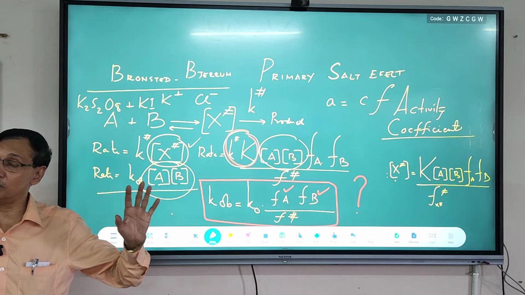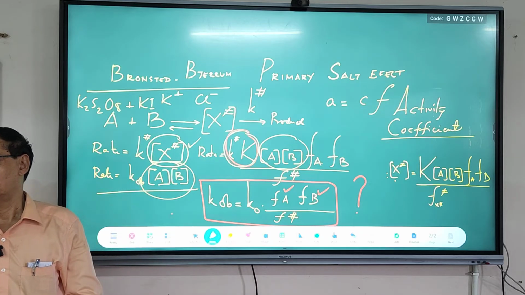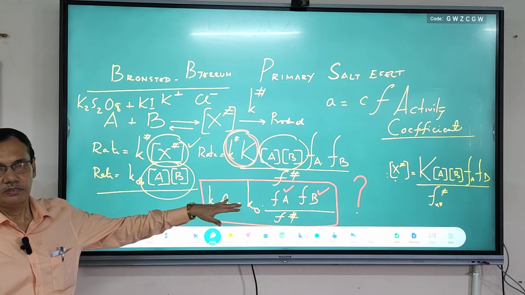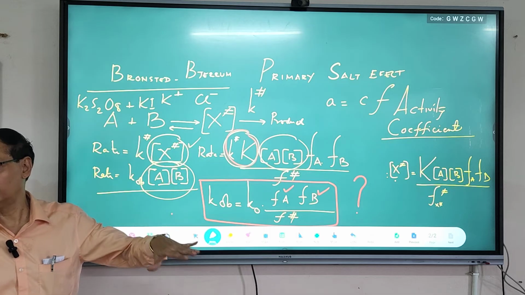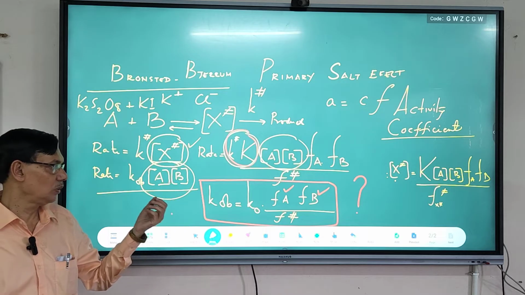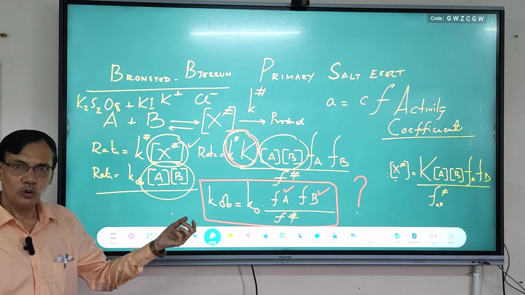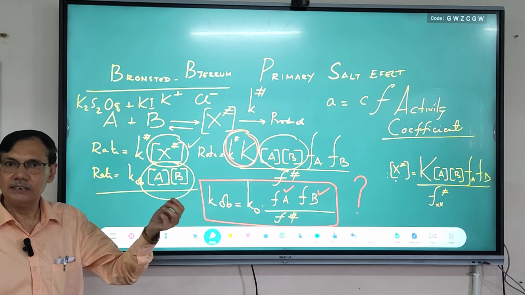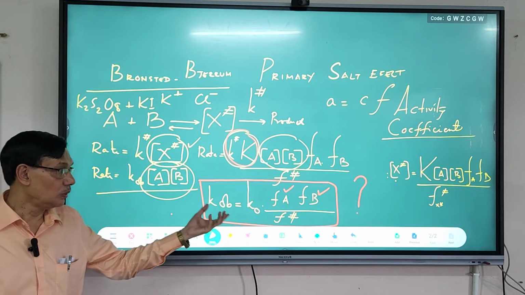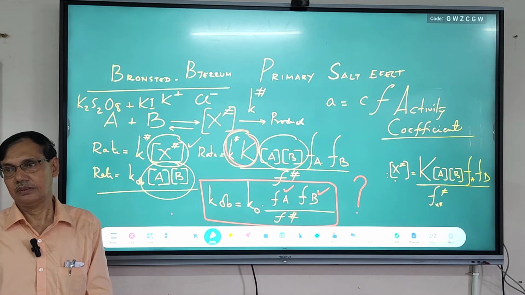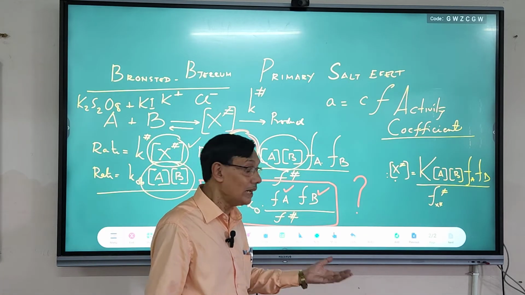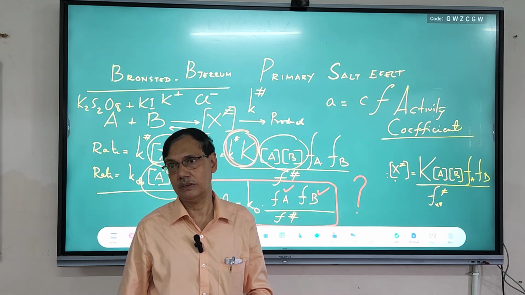Anybody? Because we have already studied the electrochemistry. This is not the final equation of primary salt effect or Bronsted-Bjerrum equation. What is the final equation? I have already given you the information. Log K is equal to log K0, then 1.02 ZA, ZB, and under root of mu, right? So how do we get that equation? So Bronsted was wondering how do we solve that equation.